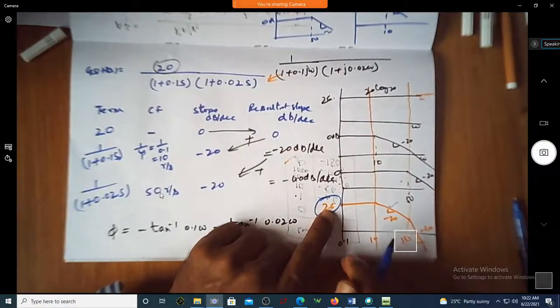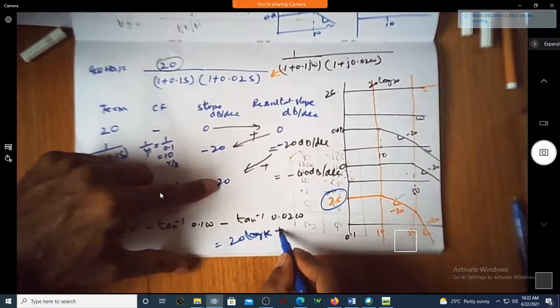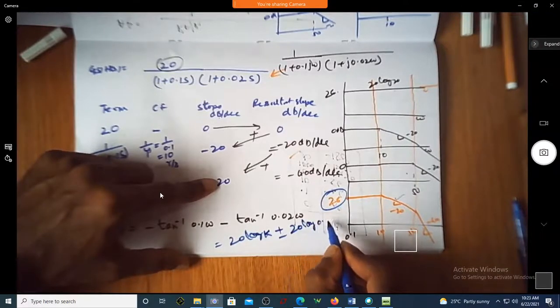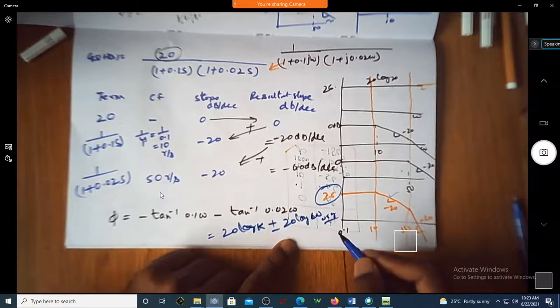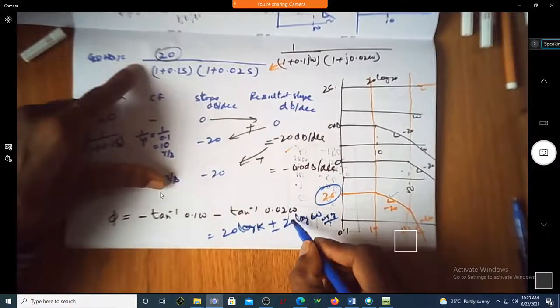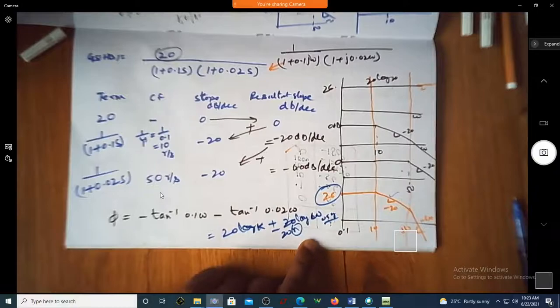Suppose I want to write what is magnitude at the origin, can I write it as 20 log k plus or minus 20 log omega at the origin? In this case, let me just write it as 20 into n. So what is this n here? Number of zeros. That's very important. What is n here?